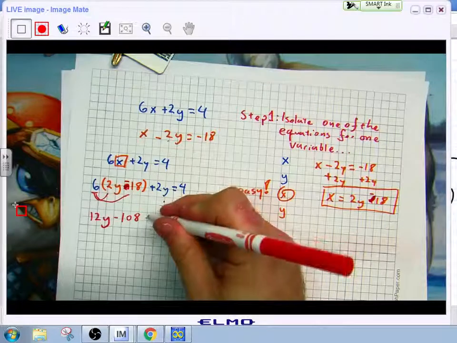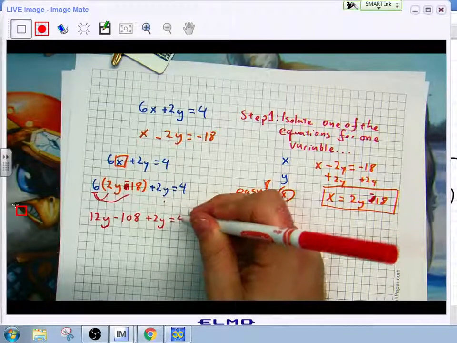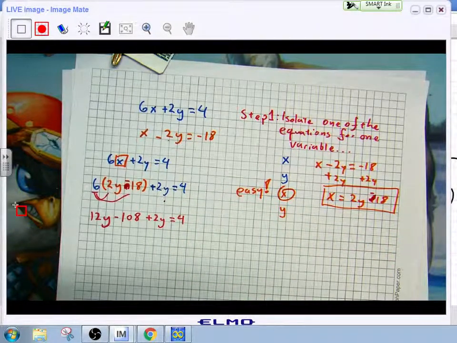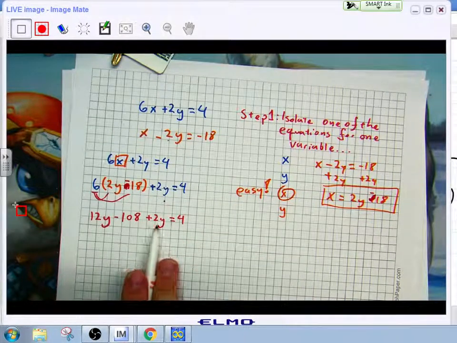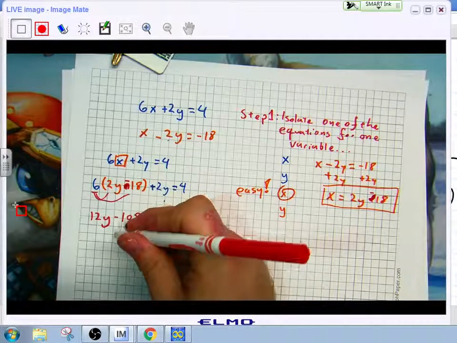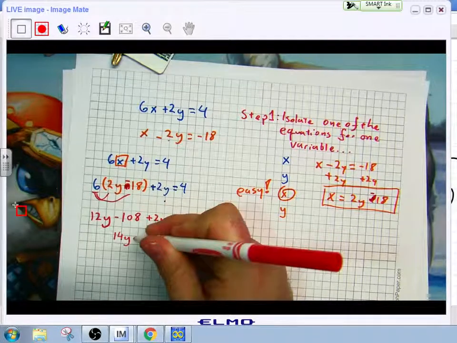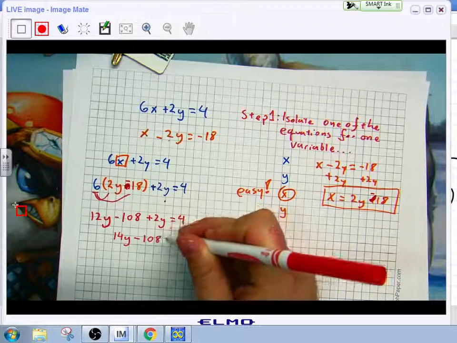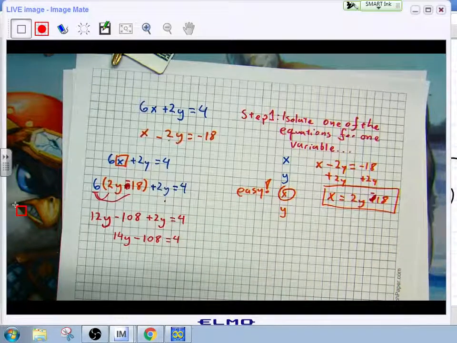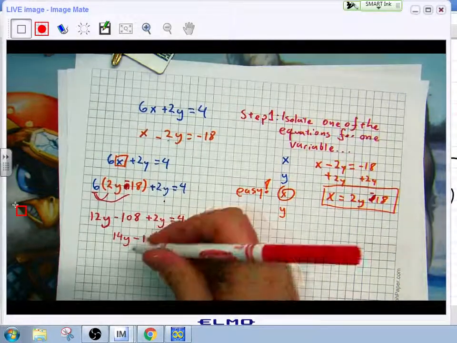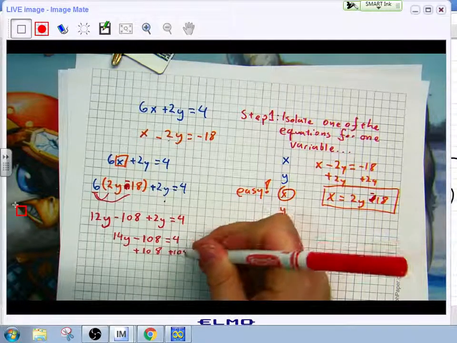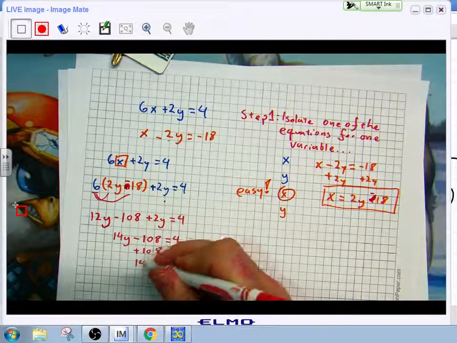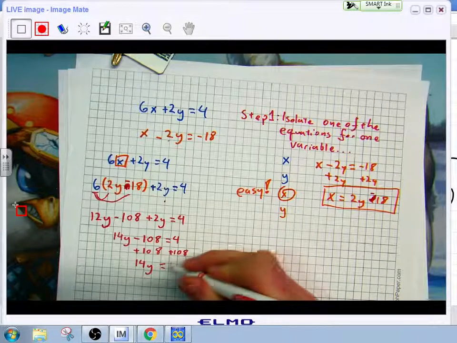And then I'm going to add another 2y, and that's going to equal 4. I'm going to combine my like terms. I have a 12y and a 2y, so really I have 14y minus 108 equals 4. I want to get my y term by itself, so I'm going to add 108. I'm going to end up with 14y equals 112.